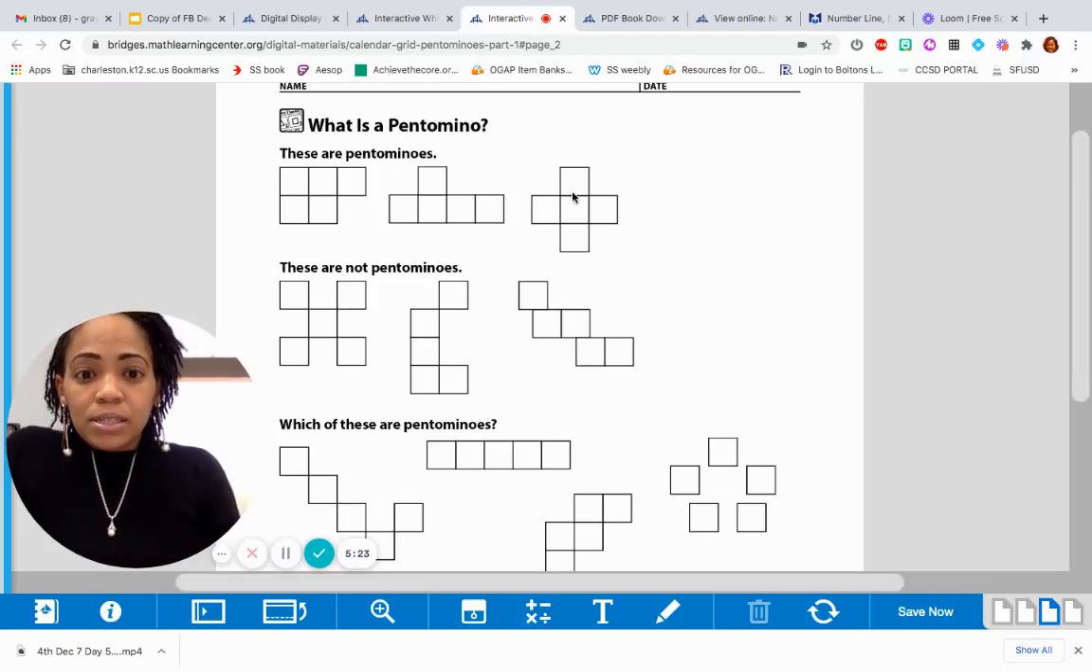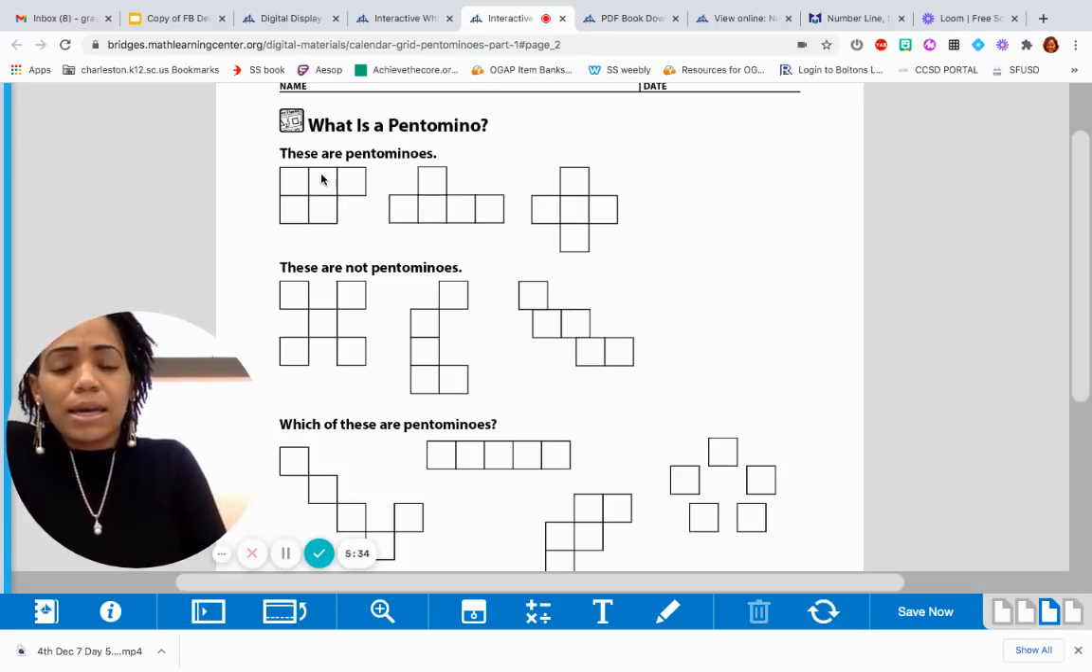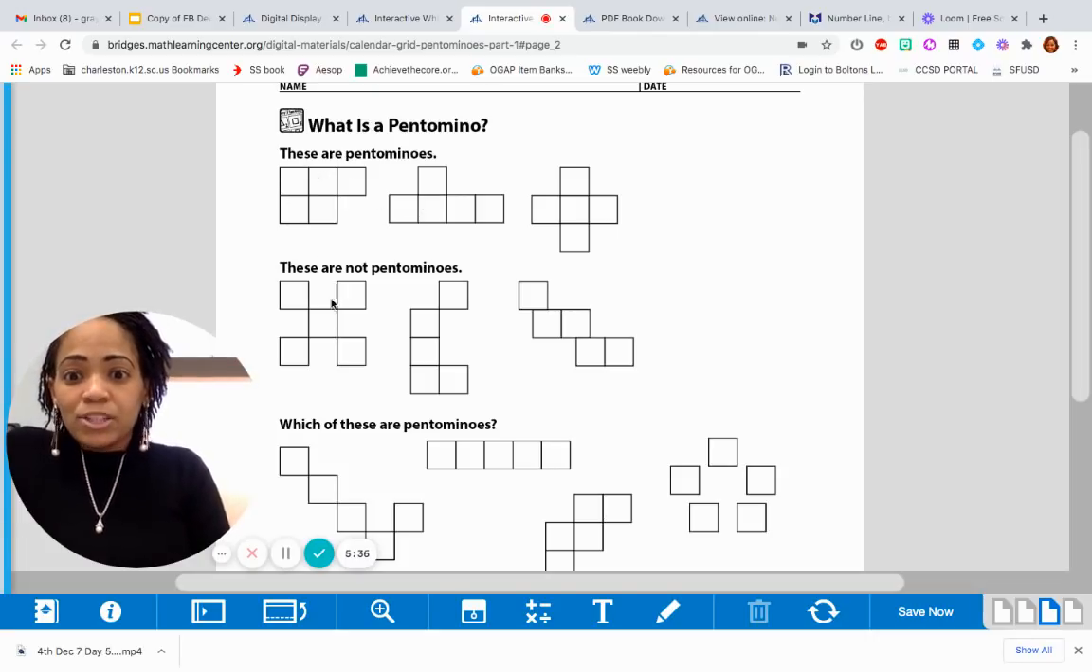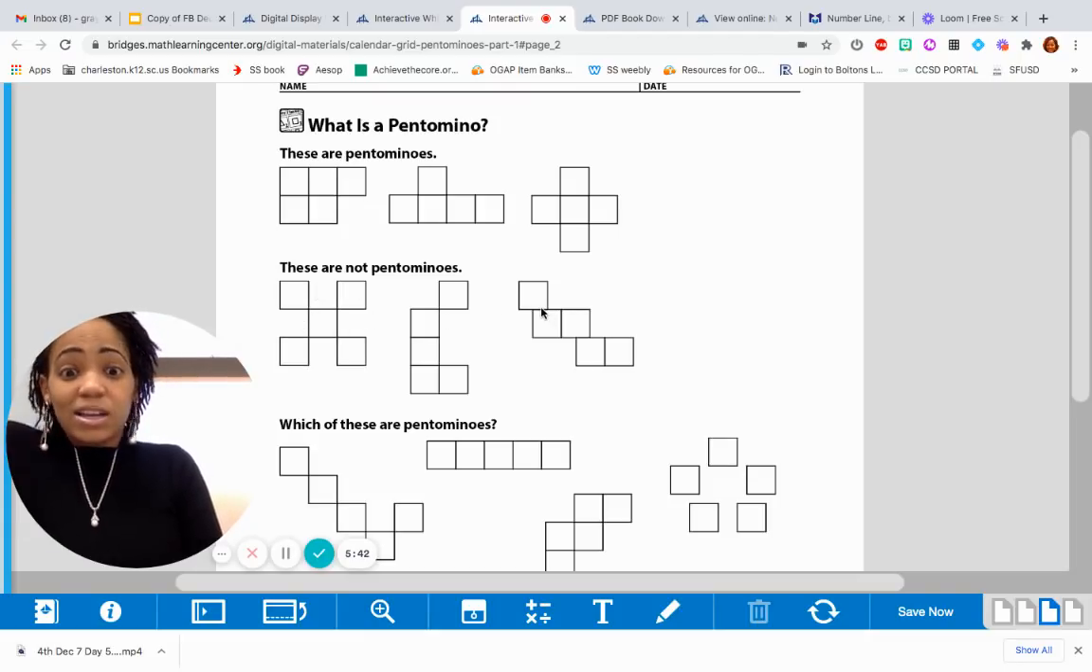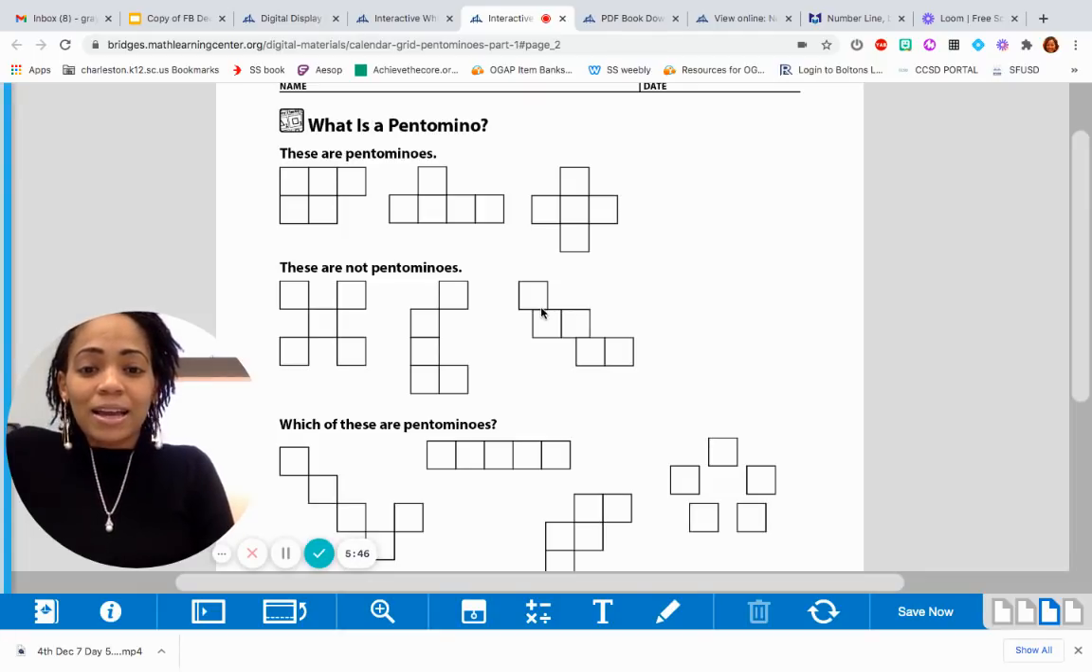Do you notice that in the ones that are pentominoes, they're all connected by edges, like a whole edge is connected. There's no spaces in between. They have to be connected by at least one edge. And look at these. This one's not connected by an edge. This one's not connected by an edge. This one's not connected by a full edge. So that can kind of help us with our definition of a pentomino.